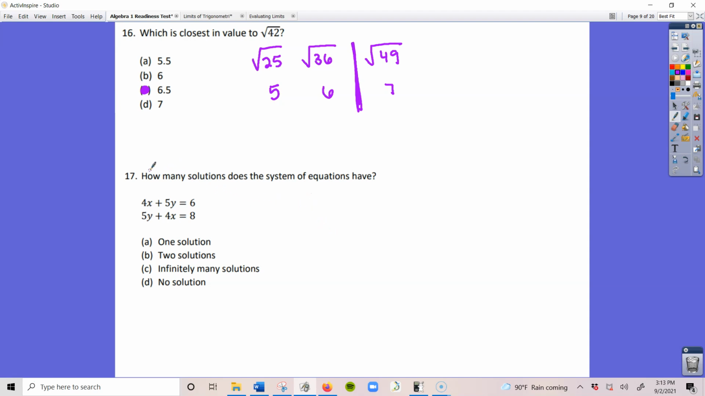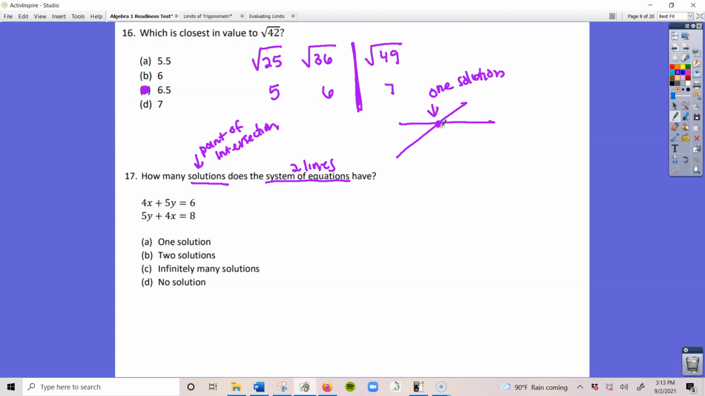For this next one, how many solutions does the system of equations have? 4x plus 5y is equal to 6, and 5y plus 4x is equal to 8. A system of equations represent lines. These are two lines. And the solution is where they intersect. So think about, visually, if you have a line like this and a line like this, that would be one solution. Lines can only cross one time. So whatever you would get here, that would be your answer.